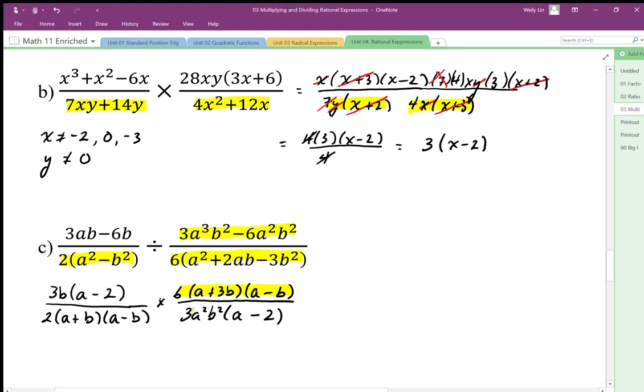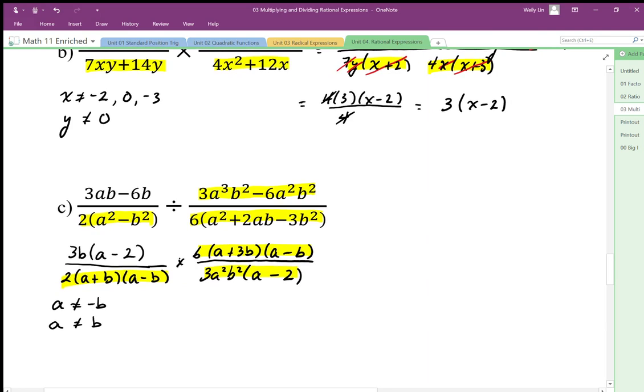I just have to remember that all those pieces I have to consider for division, so none of those factors can be equal to 0. So I'm going to start with a not equal to negative b. A is not equal to positive b. Over here, a is not equal to 2. And here, a and b cannot be equal to 0. So a is not equal to 0, and b is not equal to 0.